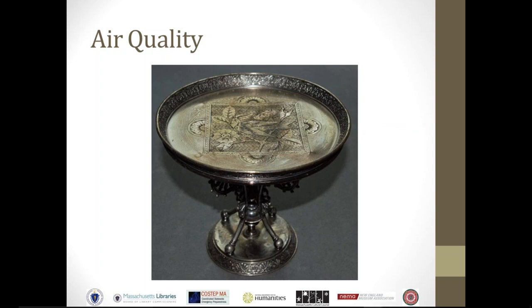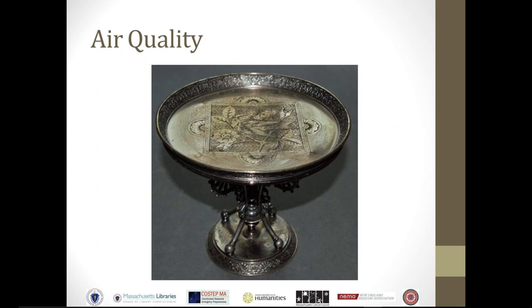So our volatile organic compounds are also a problem. The best way that I can describe it is to look at your cars at the end of a winter, and you usually have that white milky film on your windshield. Those are the volatile organic compounds coming off from the plastics in your dashboard. And so they really do exist, even though we can't always smell them, and they do have a big impact on our collections.